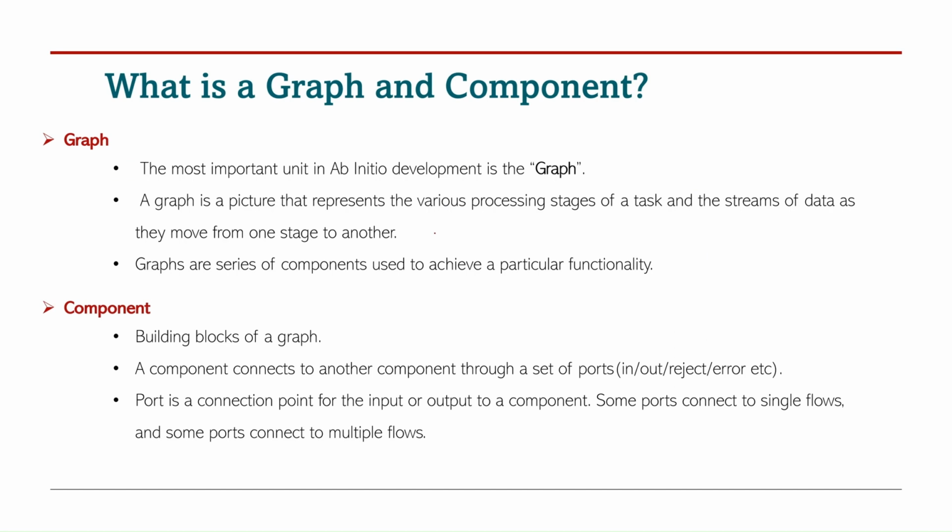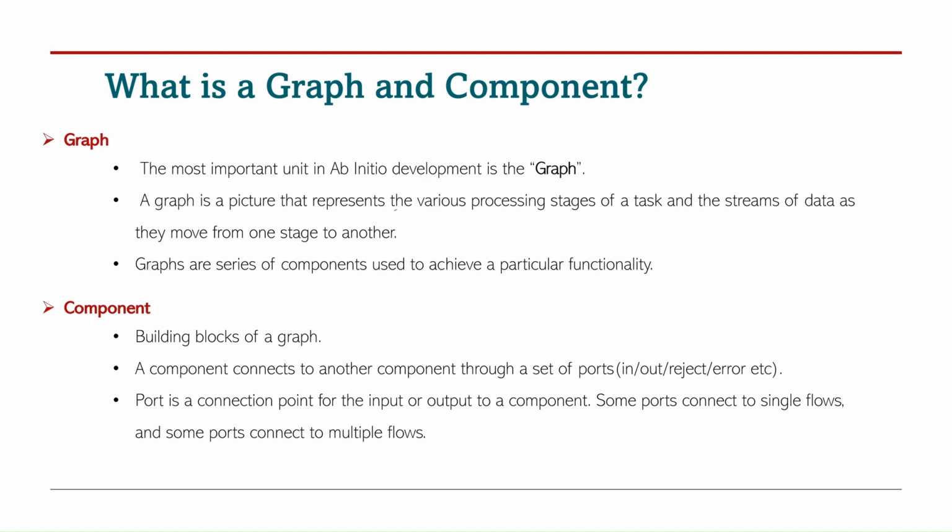Okay, so let me give a brief introduction about what a graph is and what a component is. You can see on my screen a graph. The graph is the most important unit in Ab Initio development. A graph is a picture that represents various process stages of a task and the streams of data as they move from one stage to another. So this graph basically contains a series of components which are used for one particular functionality.